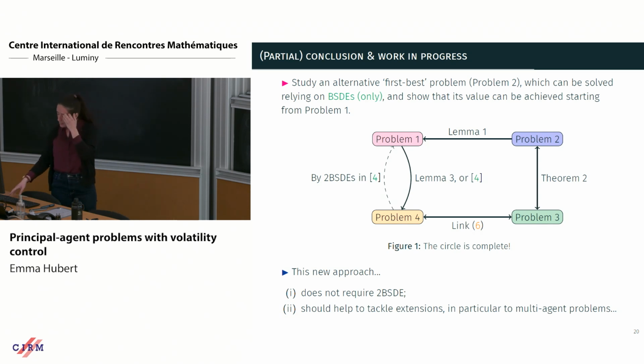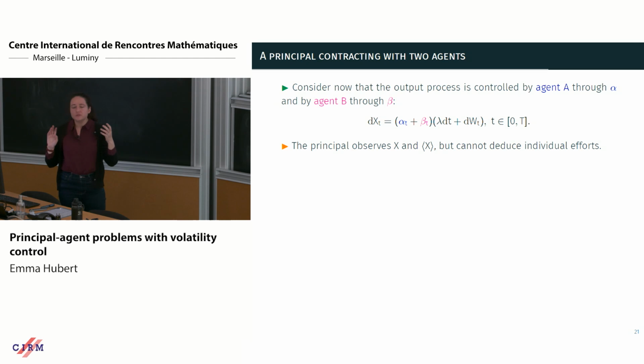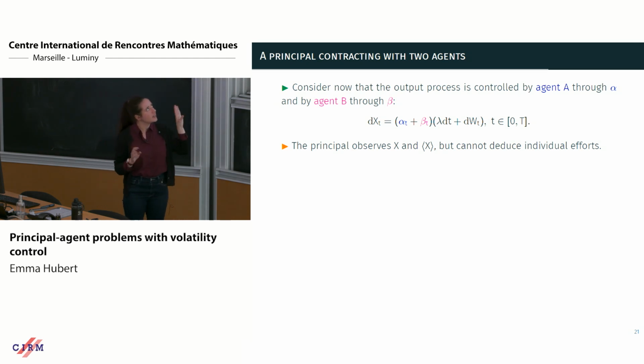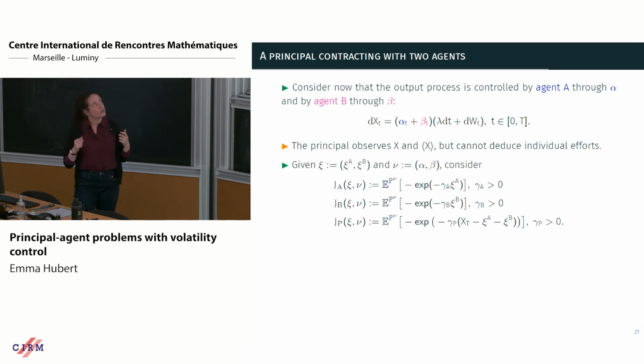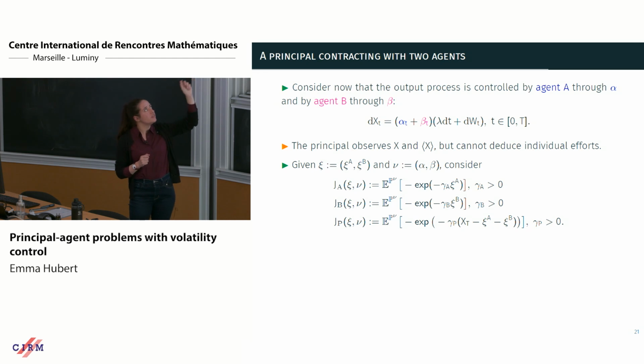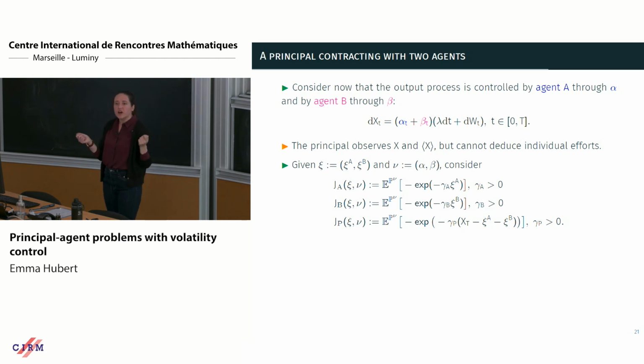For the model with multi-agent, just to give you an idea of a very simple example, though we're doing a more general thing in the paper, the idea is exactly the same. You have a process that is controlled by two agents, let's say A and B. Agent A chooses alpha, agent B chooses beta. The principal observes the process X in continuous time and can look at the quadratic variation, which is basically given by (alpha plus beta) squared. So the principal cannot distinguish the individual efforts, just the square of the sum of the efforts.